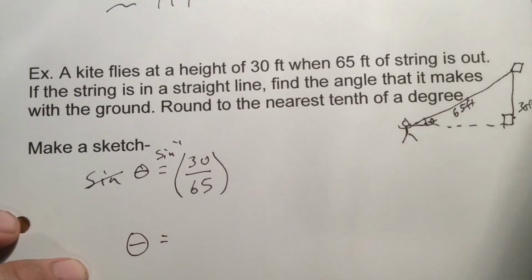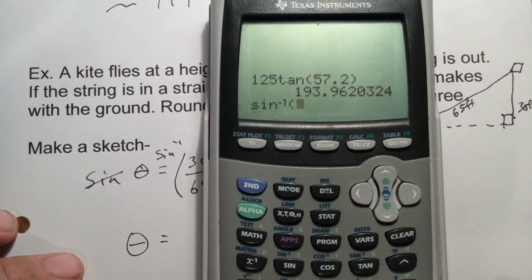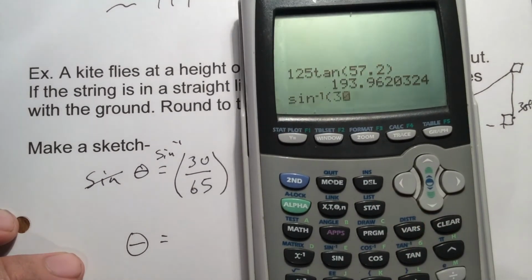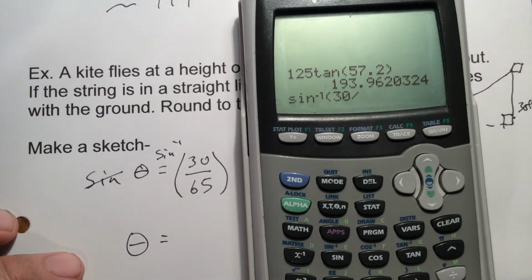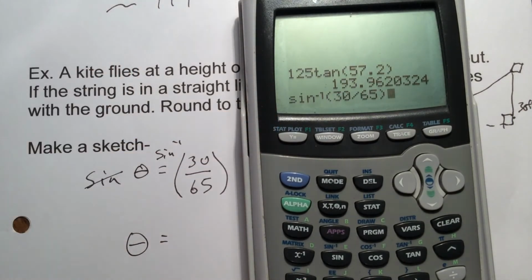So second sine of 30 divided by 65. Close it. If you wanted to go alpha y equals and get the fraction, you can do that too. Either way will work.